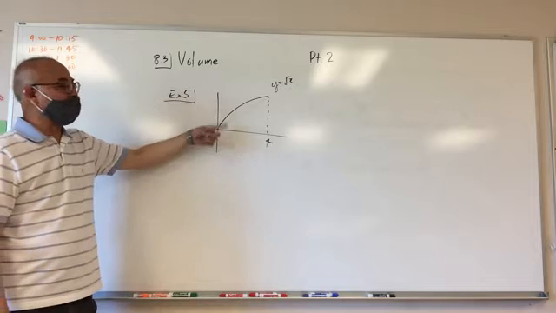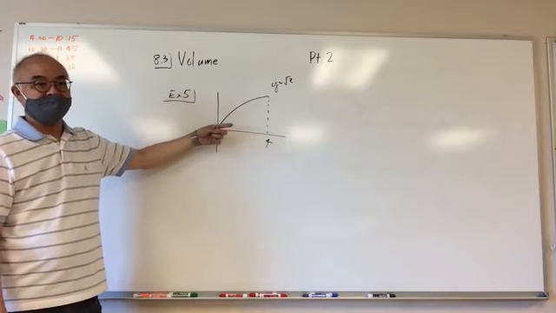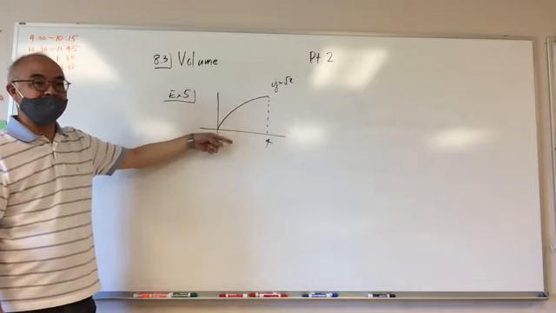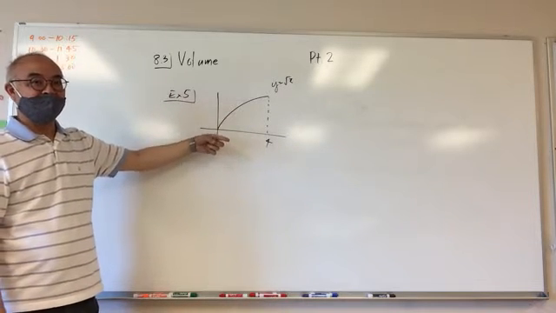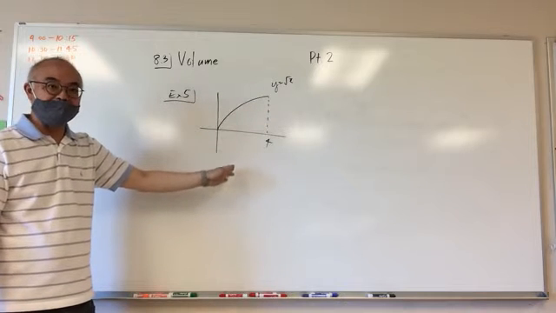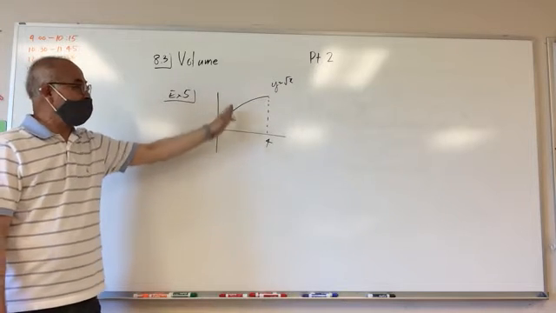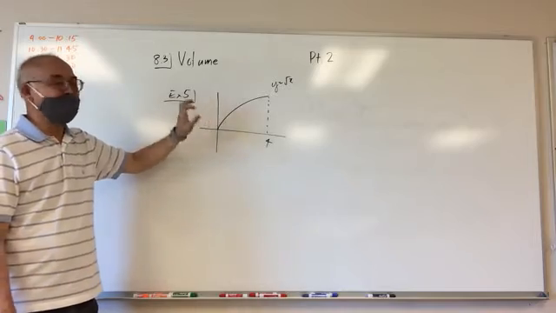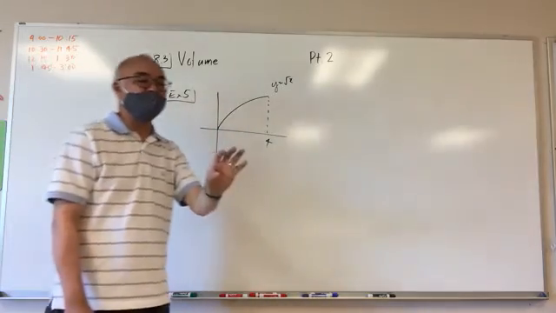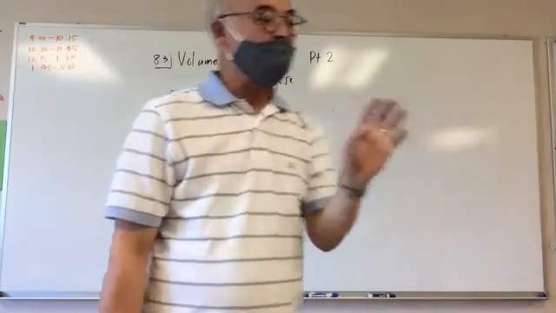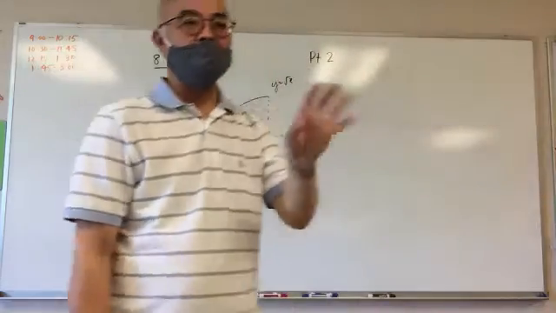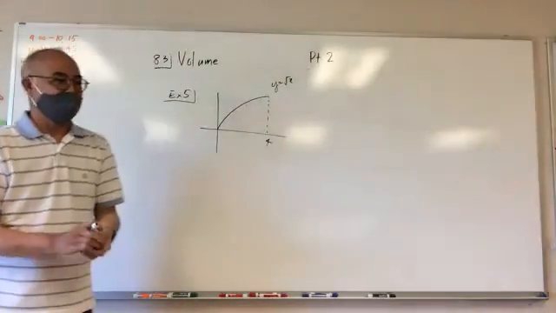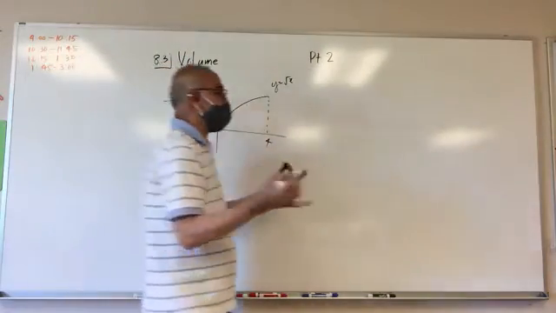I already told you that when you rotate it around this axis and cut it perpendicular this way, you get wafer shapes. But this problem specifically tells you to use the cylindrical shell method, which is a totally different method. A cylindrical shell does exactly that.